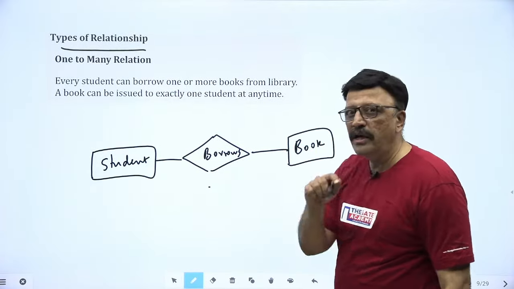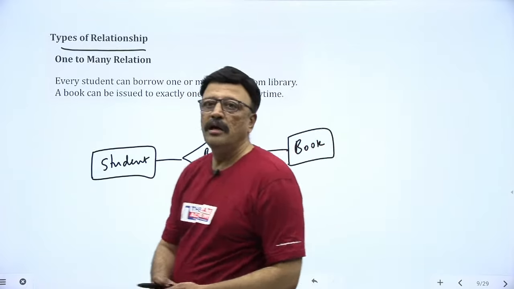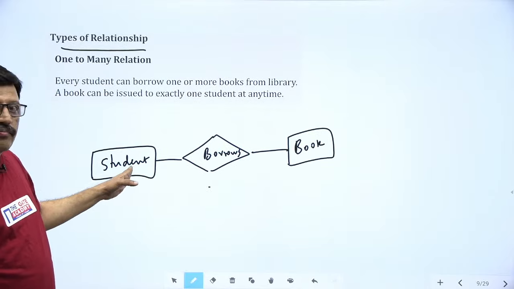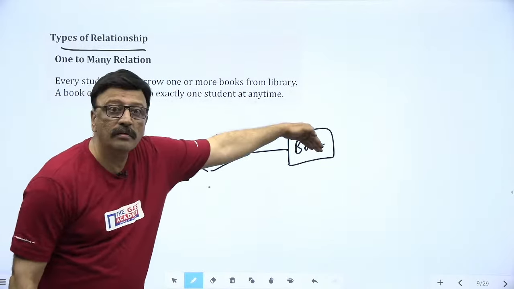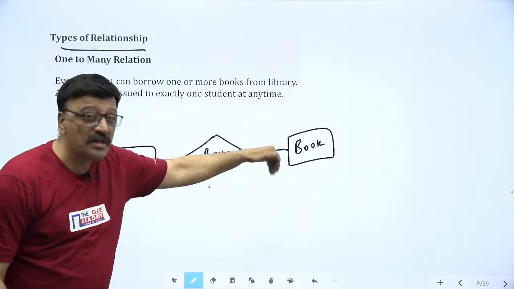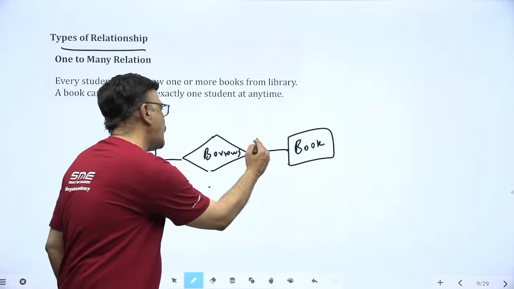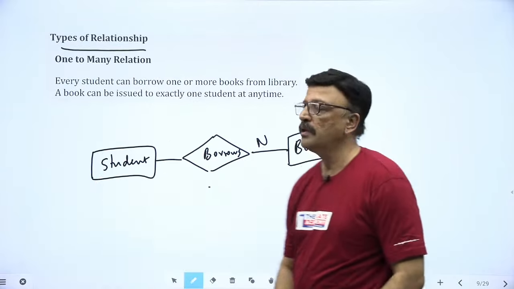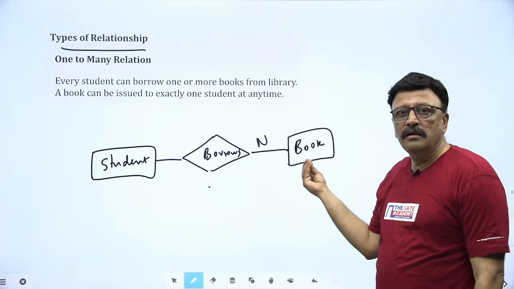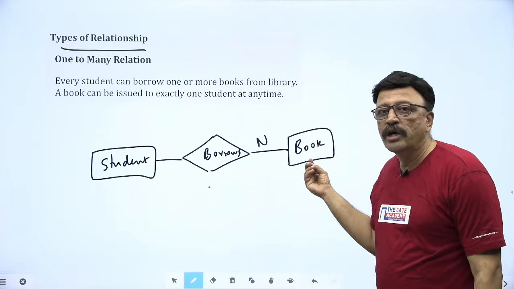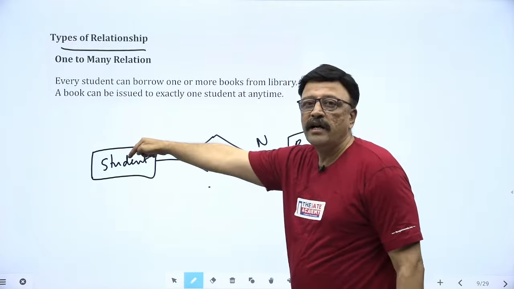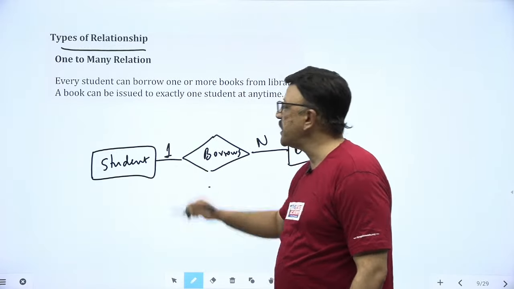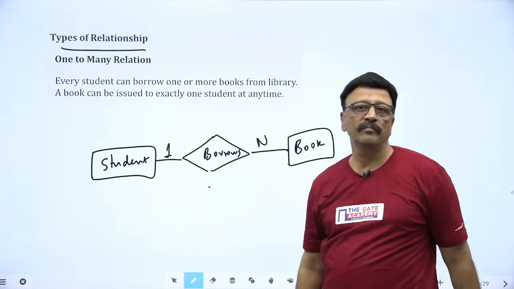So how did you read it? Tell me again, how did you read it? Just speak with me. Any student can take N books, many books. N books, check my words, that means N, many, should appear at the book side. Ask a book, you have been issued to which student? Only one student at a time. A book can lie only with one student. So 1 will be on the student side. Finished, period, that's it.